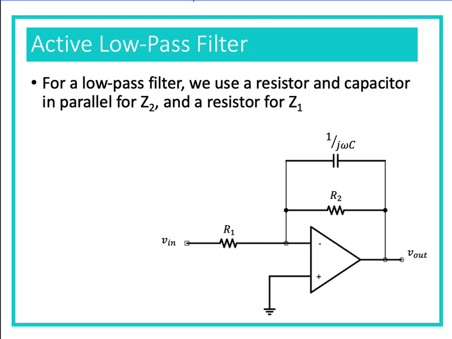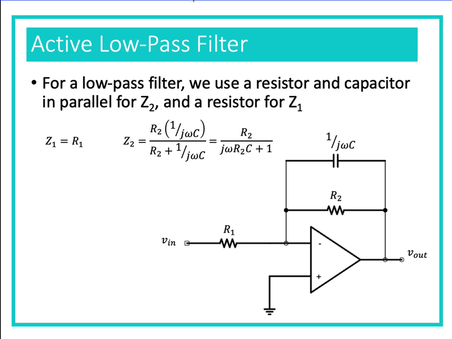So, for the low pass filter, we use a resistor and capacitor in parallel for Z2. So there's actually a capacitor and a resistor, both in the feedback path. And then we use a resistor for Z1. So when we come up with the gain, or the output versus input, the transfer function, Z1 is just going to be R1, that's easy.